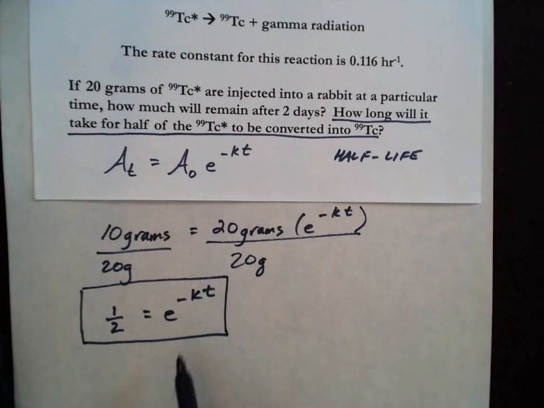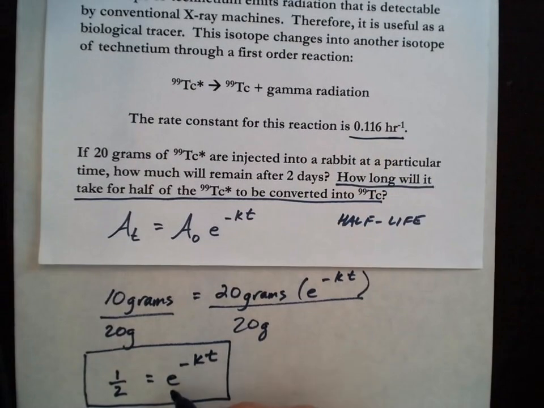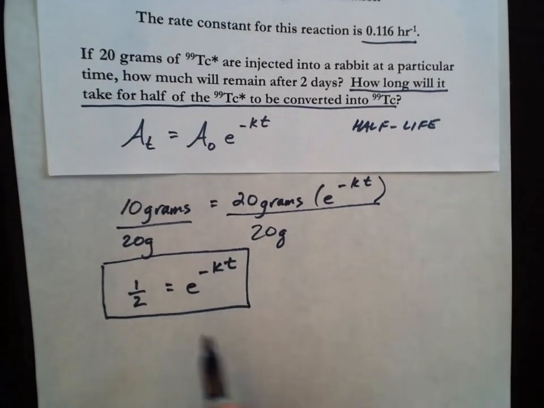Now, how do we proceed here? I want to get time alone. That's what I'm looking for. I have the rate constant, so I know k, I know the value of e, I've got a half, I've got everything but t. How do I get there? What we're going to do is take the inverse of e to the power of, to get it to cancel out.